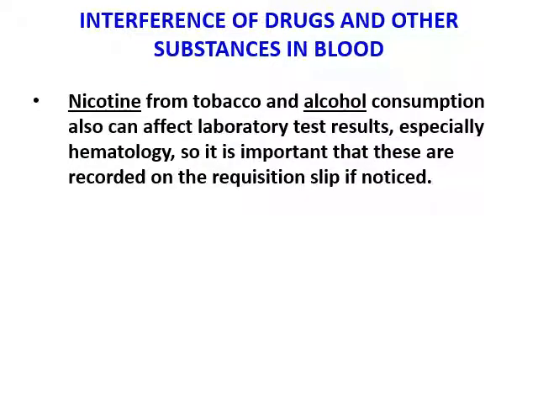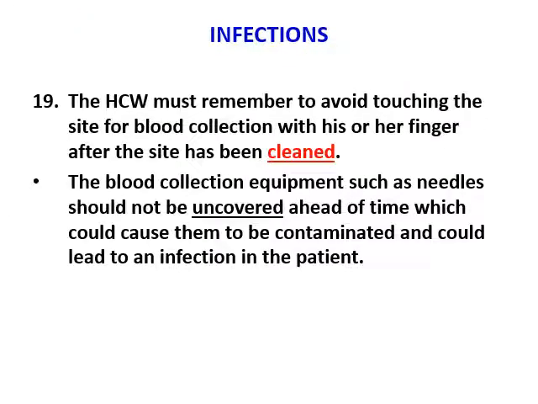Also, things that can interfere that are in our blood are nicotine from tobacco and alcohol consumption. So we want to make sure that we understand that, especially in our hematology results. And any information that we get needs to be recorded on our requisition slip if you notice it.